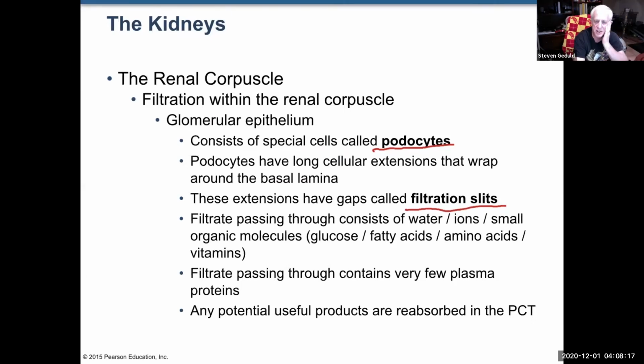The filtrates passing along through consists of water, ions, small organic molecules, glucose, fatty acids, amino acids, and vitamins. Okay, that allows you to absorb all that back into the body. So the filtrate passing through these contains very few plasma proteins. Okay, so any potential useful products are reabsorbed back in the proximal convoluted tubules. So we reabsorb all the stuff that the body needs.